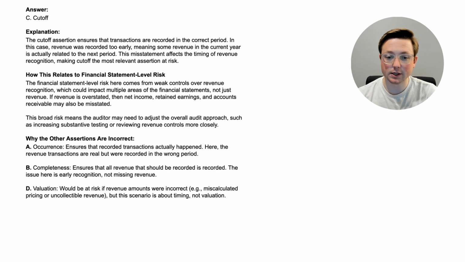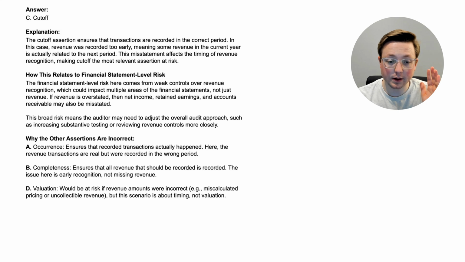Let's talk about how this relates to financial statement risk, as a whole. The financial statement level risk here comes from weak controls over revenue recognition, which could impact multiple areas of the financial statements, not just revenue. If revenue is overstated, then net income, retained earnings, and accounts receivable may also be misstated. This broad risk means the auditor may need to adjust the overall audit approach, such as increasing substantive testing or reviewing revenue controls more closely. So again, when there's something that is a risk to a specific assertion, a lot of times it can affect the financial statements as a whole as well, depending on how it's affecting things.